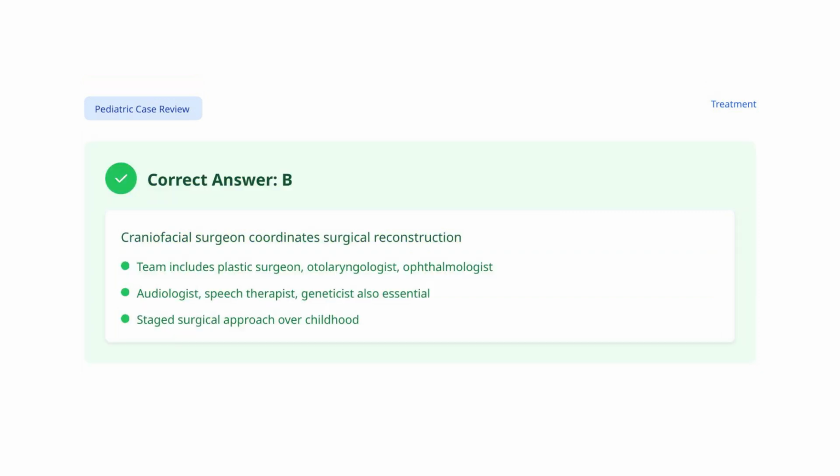The craniofacial surgeon coordinates surgical reconstruction and serves as team leader. The multidisciplinary team includes plastic surgeon, otolaryngologist, ophthalmologist, audiologist, speech therapist, and geneticist. Management requires a staged surgical approach spanning throughout childhood to address evolving needs as growth progresses.